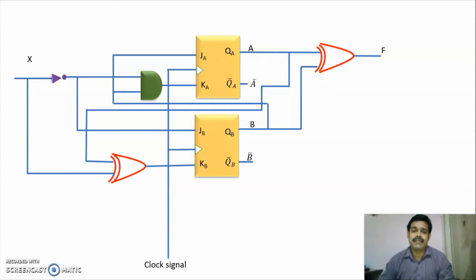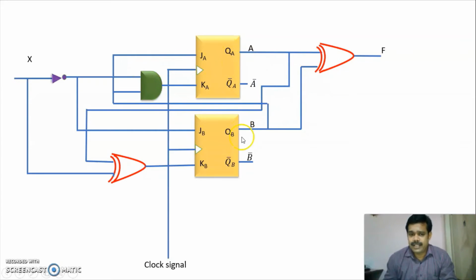But here they have given the logic diagram, and we have to find the flip-flop input and output equations. From that, we have to find the next state equations of the flip-flop. Then we have to find the next state table, then state table and the state diagram.